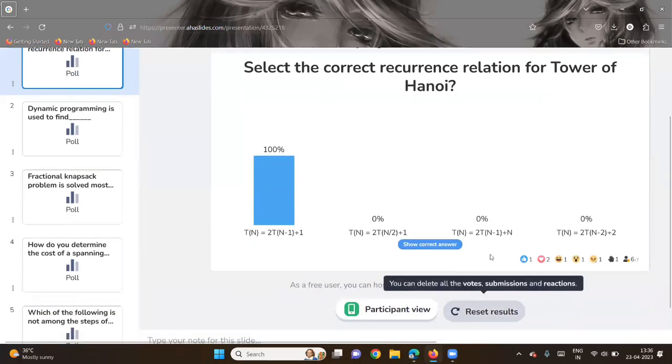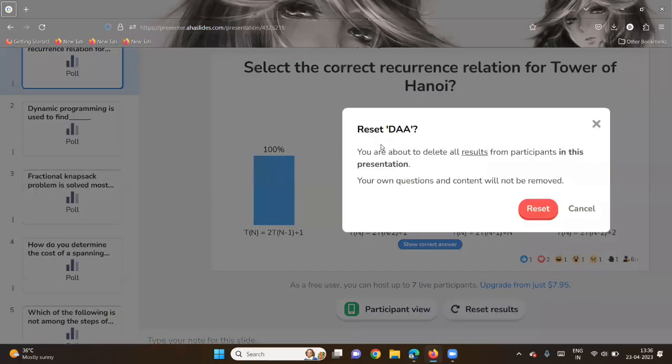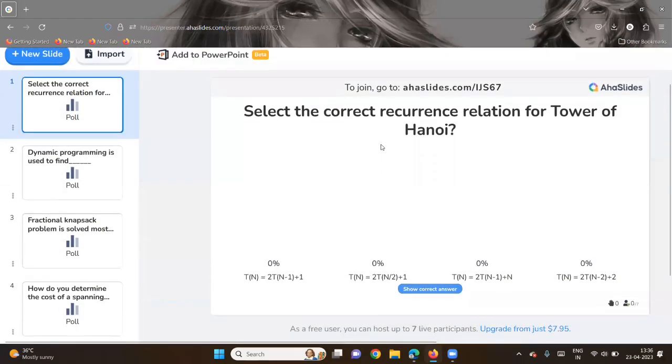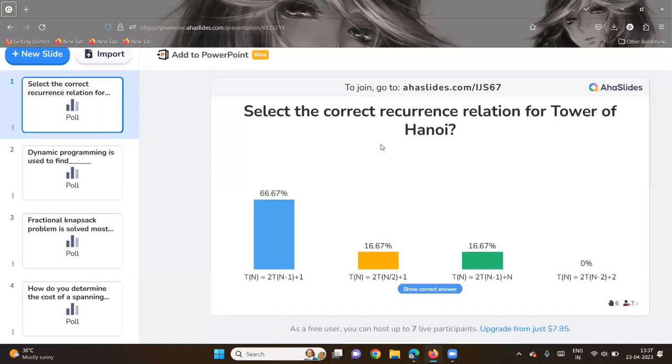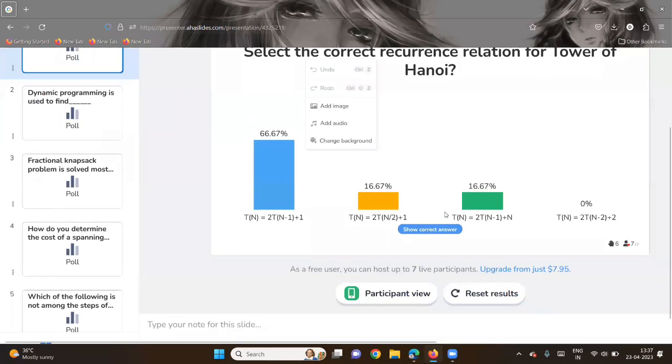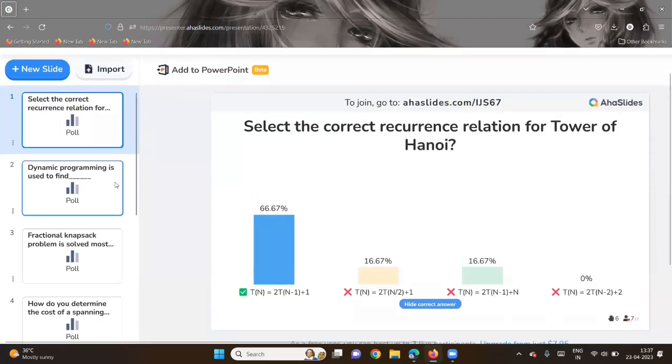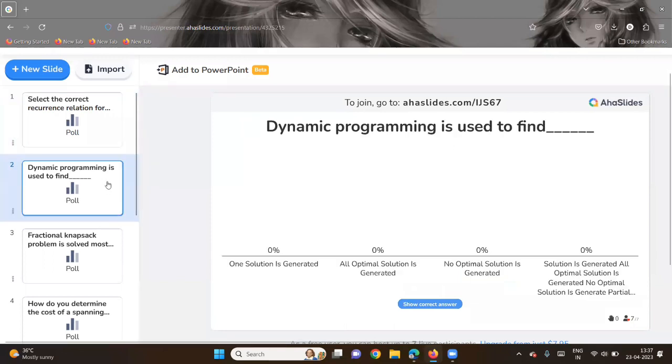Thank you, Abhi. Moving on to the first question. Select the correct recurrence relation of the Tower of Hanoi. Okay, the answer is option A, T(n) = 2T(n-1) + 1. Moving on to the next question.